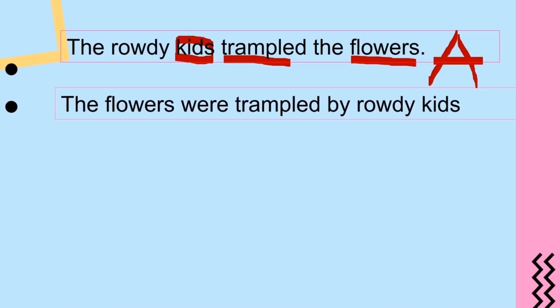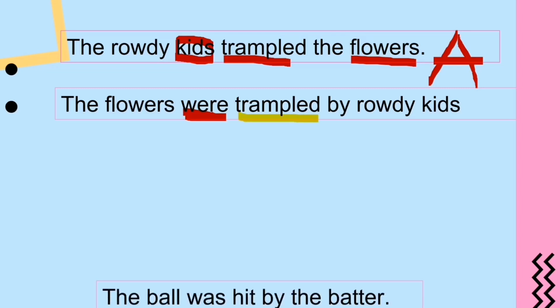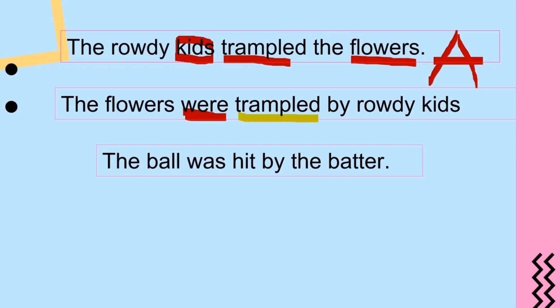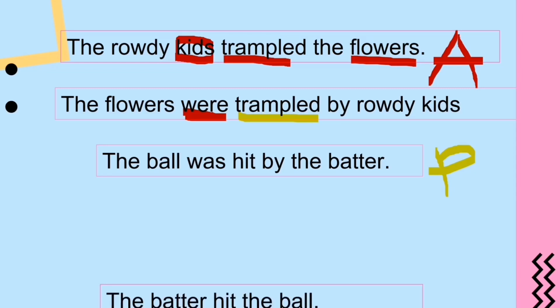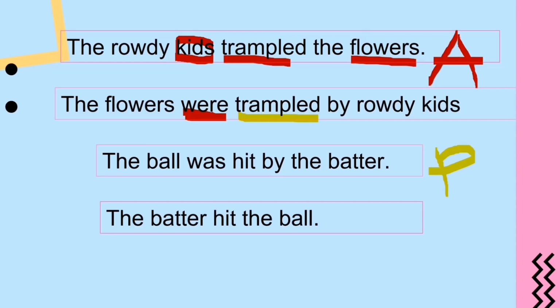So our verb be is were, and our past participle is trampled. Okay, how about this one? The ball was hit by the batter. Is it passive or active? Okay, this is passive. How are you going to state it in an active form? The batter hit the ball. Okay, very good. So, kabalo naman mo.